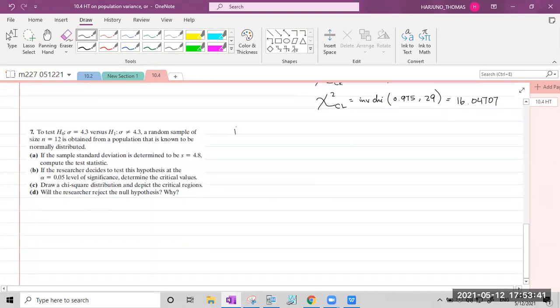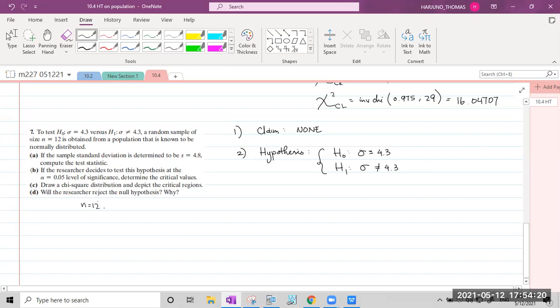Let me do it here. Step 1, the claim: there's no claim. Step 2, hypothesis. Null hypothesis, standard deviation is 4.3. Alternate hypothesis, standard deviation is not 4.3. The sample size is 12. Part A: if the sample standard deviation is determined to be 4.8, compute the test statistic. So step 3, test statistic.